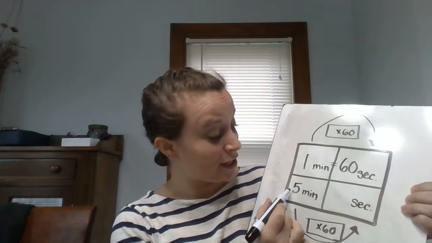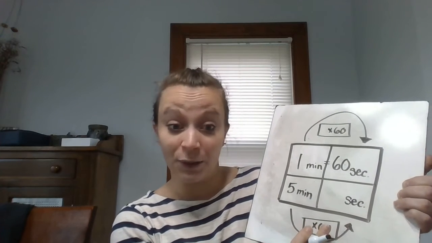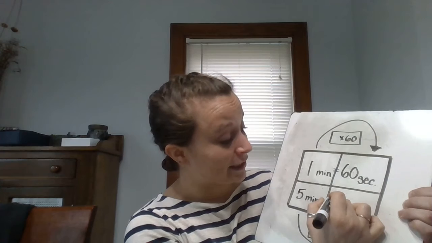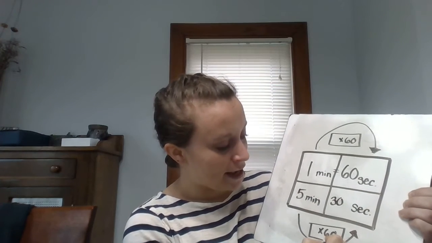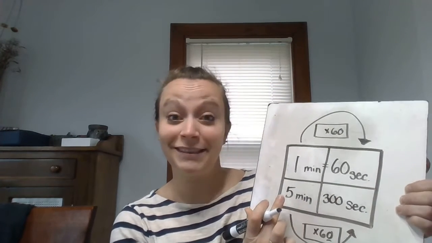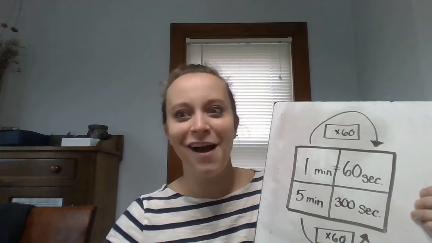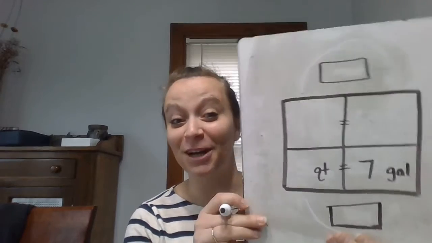So now I'm going to look here, 5 times 60. Well, we can do our zeros trick. 5 times 6 is 30. Add this 0 back on. How many seconds are in 5 minutes? 300 seconds. Okay, that one wasn't too bad, so let's try another one.